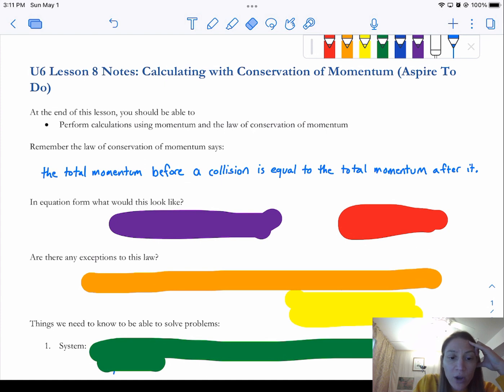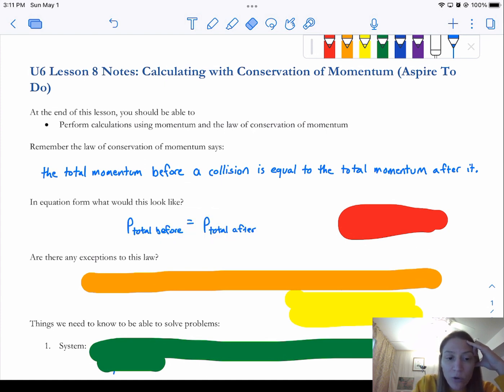In equation form, what that's going to end up looking like is this: P is for momentum, so P total before is going to equal the P total after. Sometimes people want to write that a little bit shorter, so they use shortened subscripts: T for total, I for initial, T for total again, and F for after, final. So PTI equals PTF.